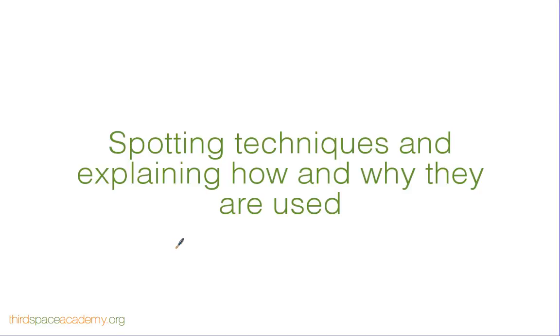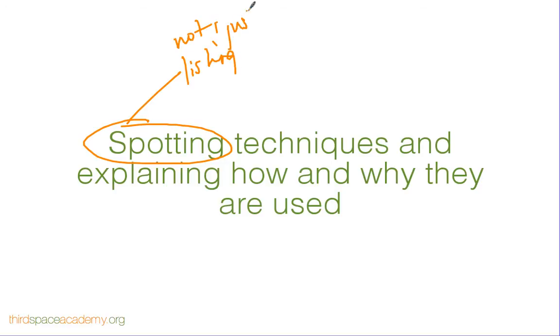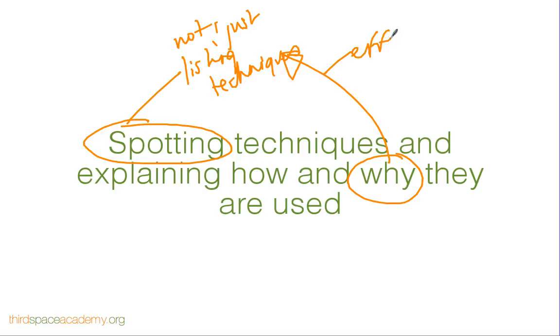This is a big one because you'll use this for your reading and for your writing. I've used the word spotting here. You need to be a little bit careful about spotting. It's not just listing techniques. You can see long sentences and lots of commas and short sentences and emotive words and blah, blah, blah. Anyone can do that. You need to say how they're used and you need to say why they're used. You need to say the effect. That word there, really big word there that we'll talk about a lot. What is the effect of the different techniques on you, the reader, and why did the writer choose them?